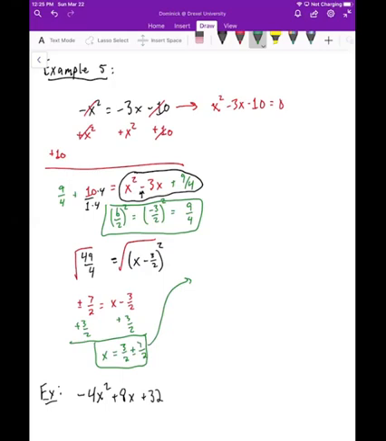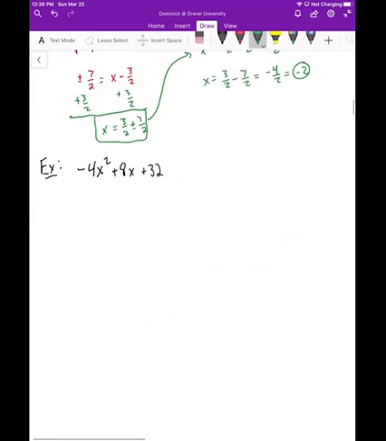So of course we can take this further. One answer is x is equal to 3 over 2 plus 7 over 2, which is 10 over 2, which is 5. So that's one answer. And in the other one, we have x is equal to 3 over 2 minus 7 over 2, which is negative 4 over 2, which is negative 2. So those are our two solutions for this particular equation.